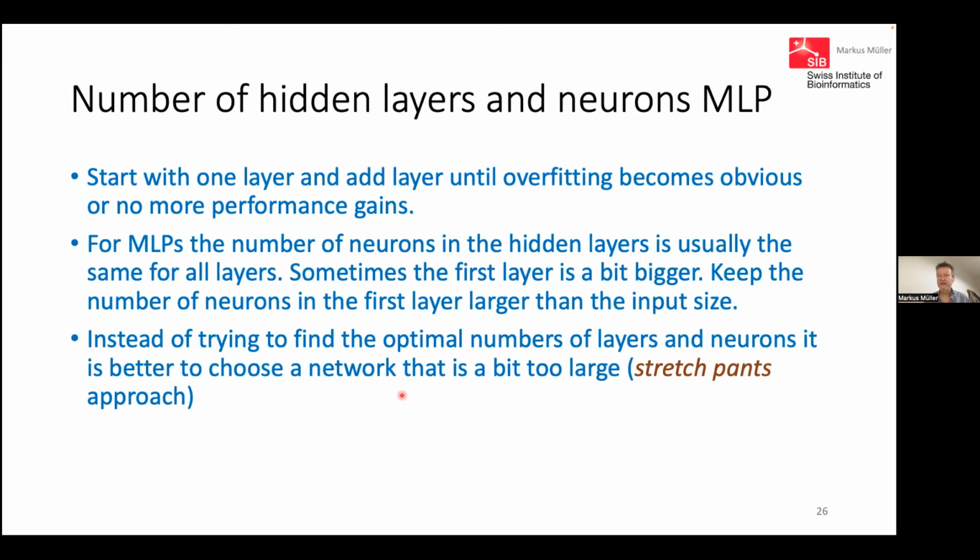Once you're sure that you can fit that, you might add a couple of other layers, because the neural networks can cope with that, and to give it more flexibility. This is sometimes called the stretch band approach. So you have something that is way too large, and then during training, this will adapt itself to the actual data. So unfortunately, I cannot tell you much more than that.